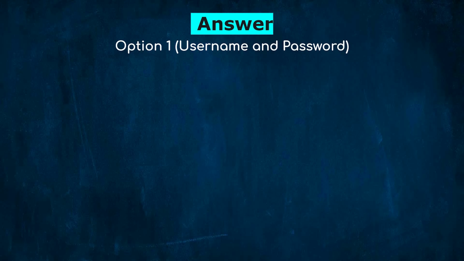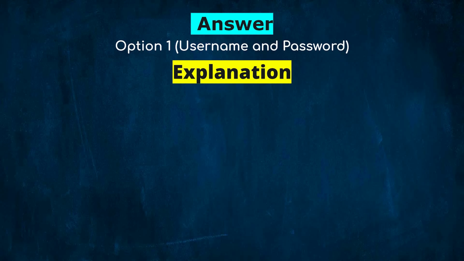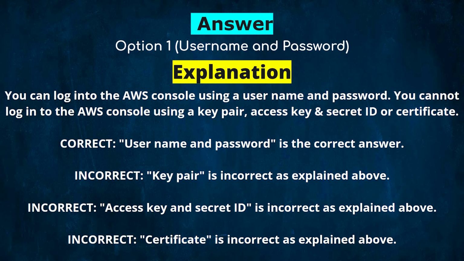Username and password. Explanation. You can log into the AWS console using a username and password. You cannot log into the AWS console using a key pair, access key, and secret ID or certificate. Username and password is the correct answer. Key pair is incorrect. Access key and secret ID is incorrect. Certificate is also incorrect option.